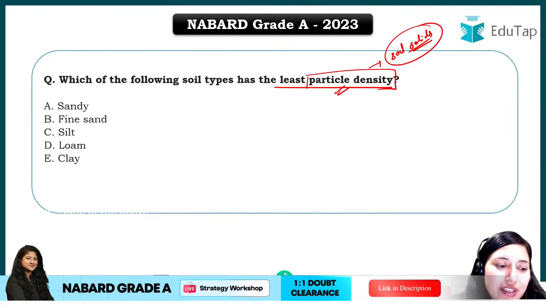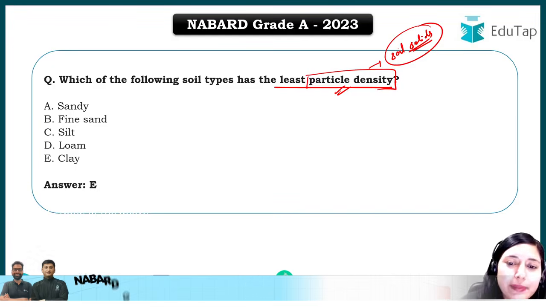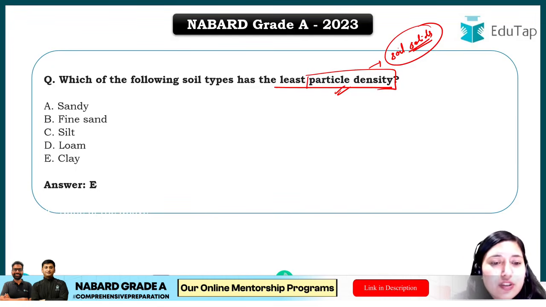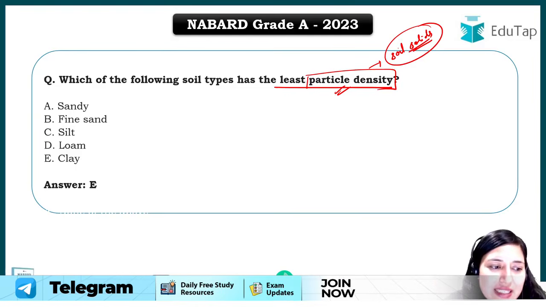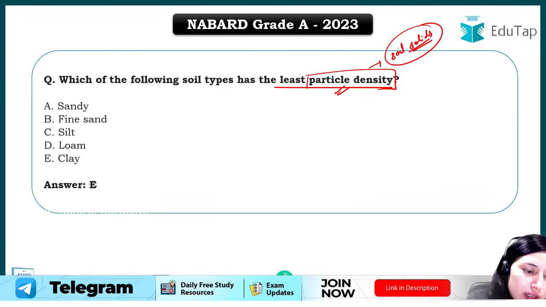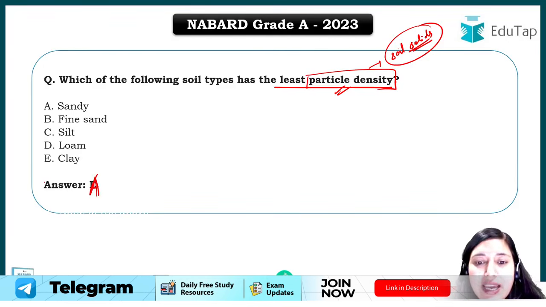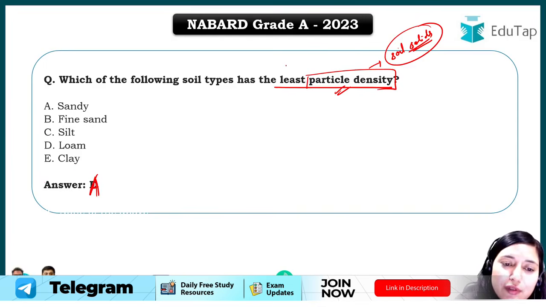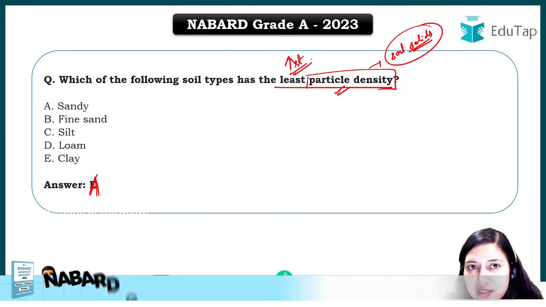So basically out of the given options, which of the following soil type have the least particle density? So least particle density will be of sandy soil. Okay, it will be of sandy soil, not clay soil, but sandy soil. If it would have been asked that which of the following soil type have highest particle density, then clay would have been the answer. Clear?